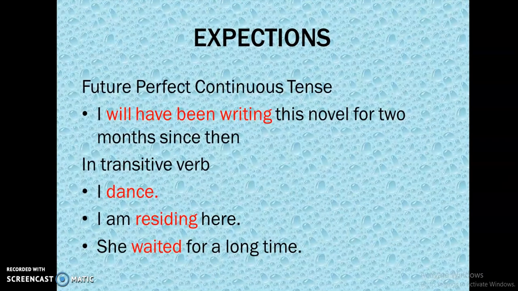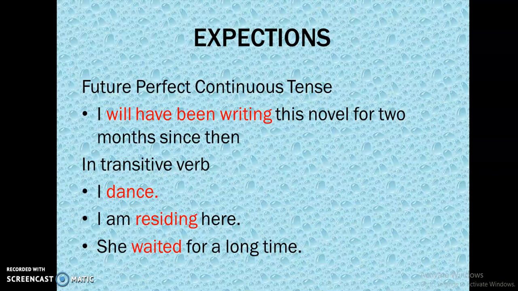Future perfect continuous tense. I will have been writing this novel for 2 months by then. Intransitive verb. I dance. I am residing here. She waited for a long time.